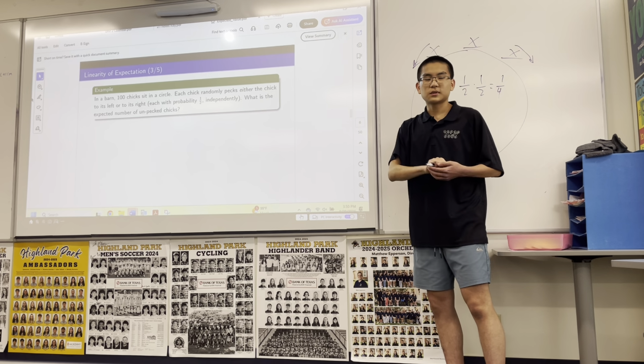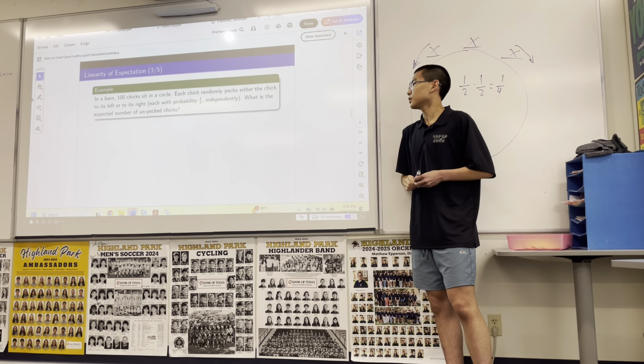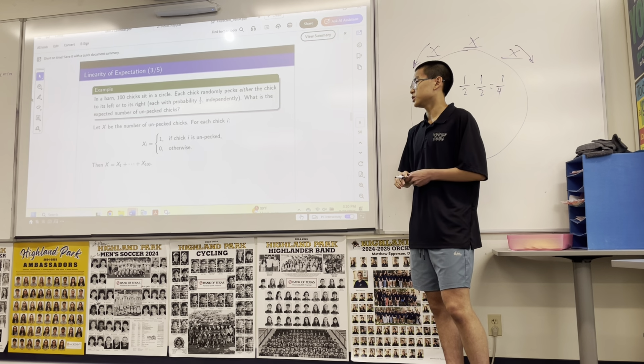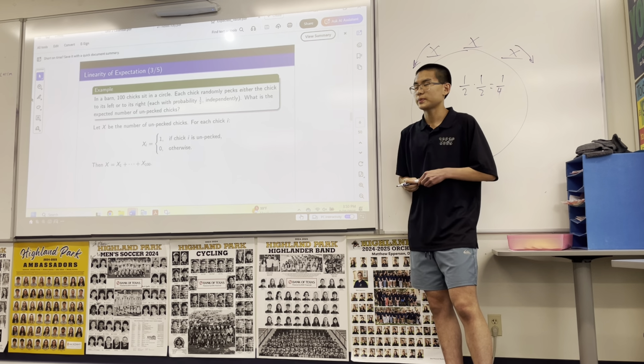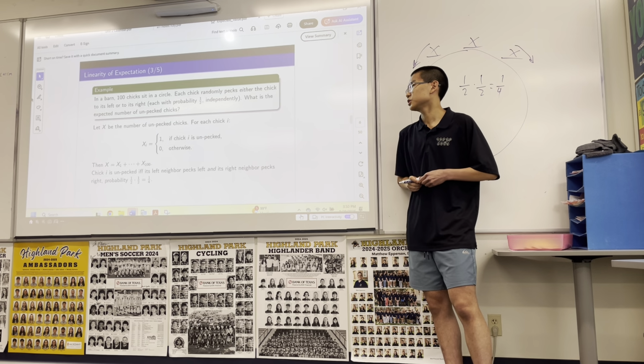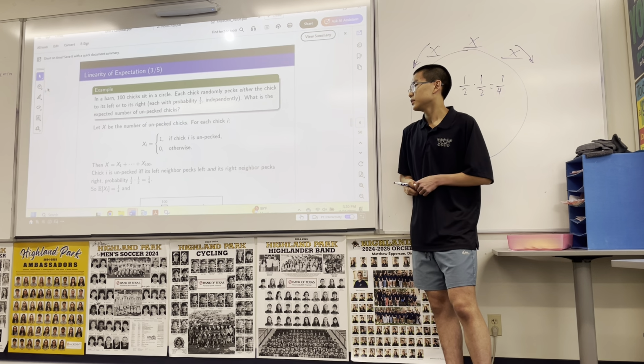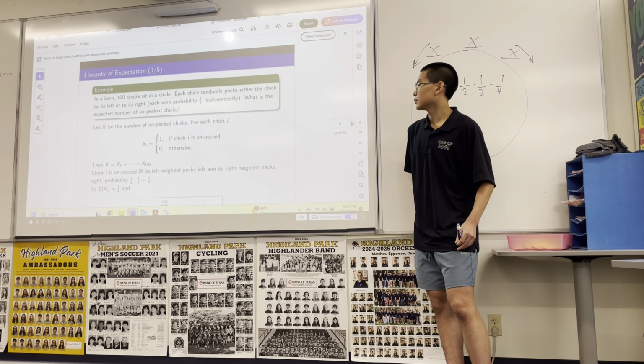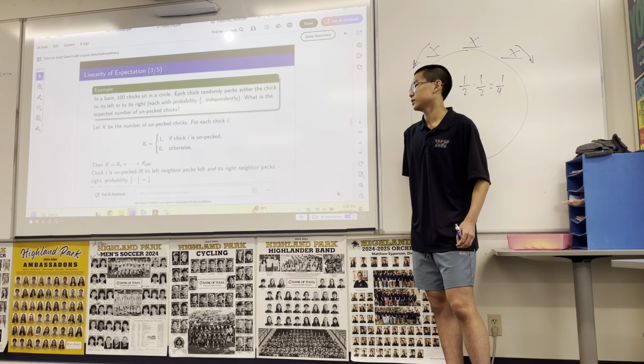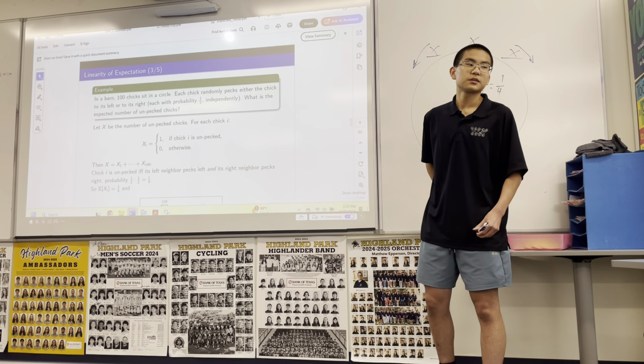And the expected value of the number of chicks who get packed is just the sum of all those expected values by linearity of expectation. So the expected value of the number of unpacked chicks is 100 times 1/4, which equals 25, like Jason said.